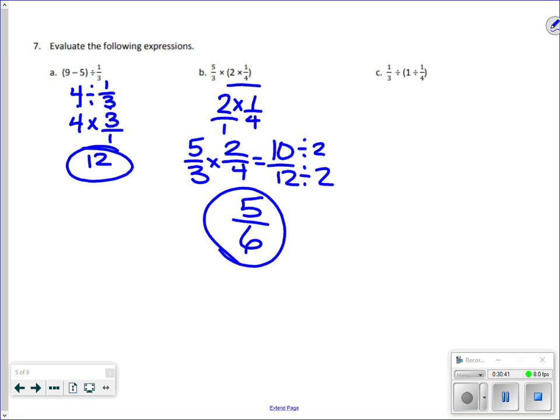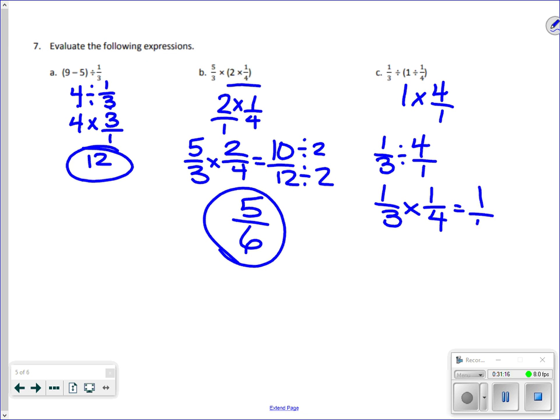1/12. 1/12. Yeah. 1 divided by 1/4. Keep, switch, flip. 1 times 4 is 4. 1/3 divided by 4 over 1. Keep, switch, flip. We just finished doing dividing fractions. We just finished it. 1 times 1 is 1. 3 times 4 is 12. 1/12. I know I should have showed my work.